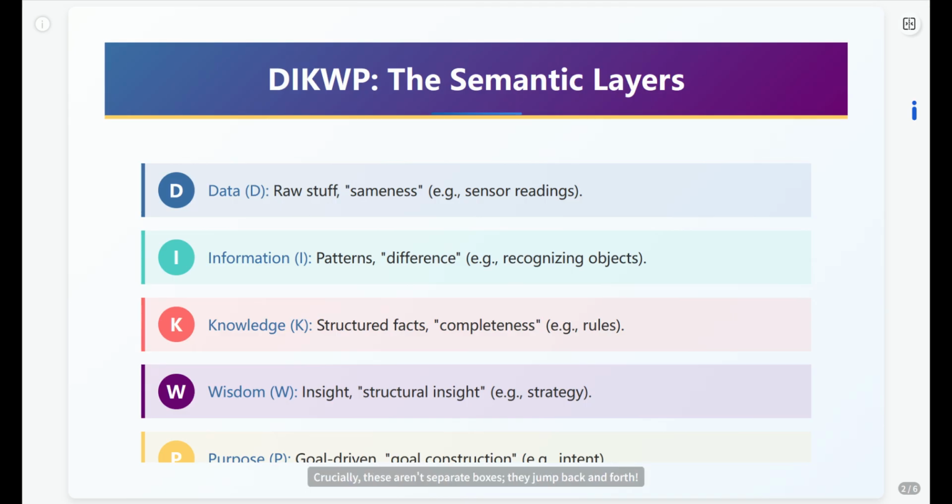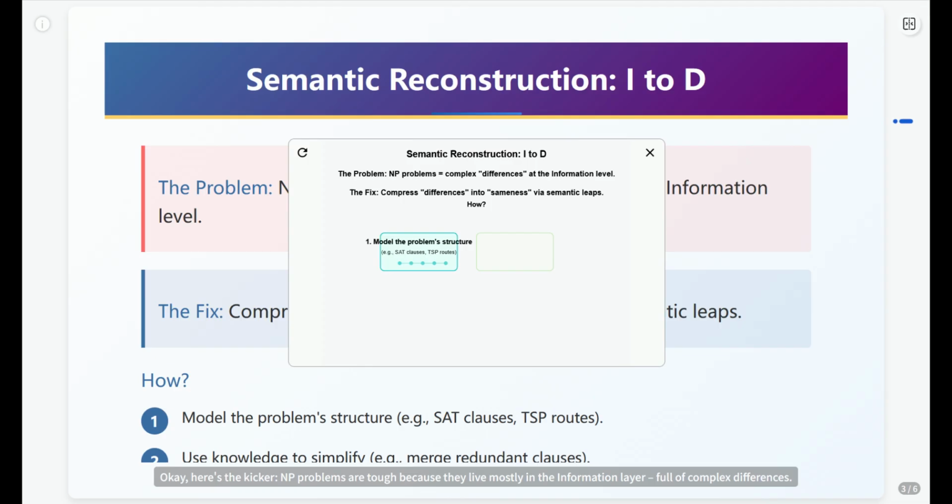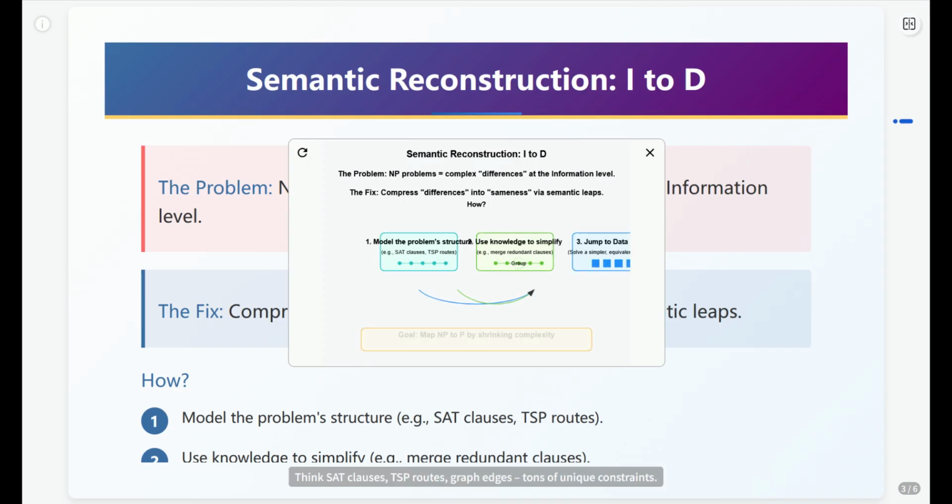Crucially, these aren't separate boxes, they jump back and forth. This interconnectedness is key. Okay, here's the kicker. NP problems are tough because they live mostly in the information layer, full of complex differences. Think SAT clauses, TSP routes, graph edges, tons of unique constraints. The semantic idea is radical.